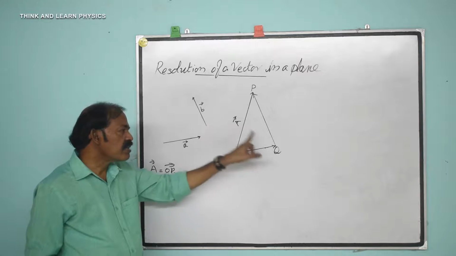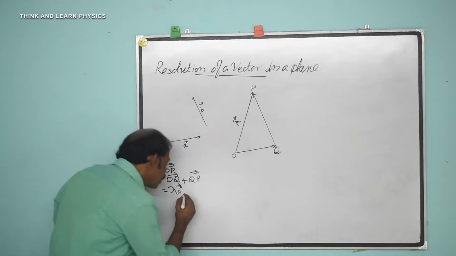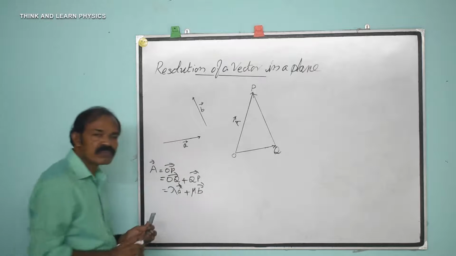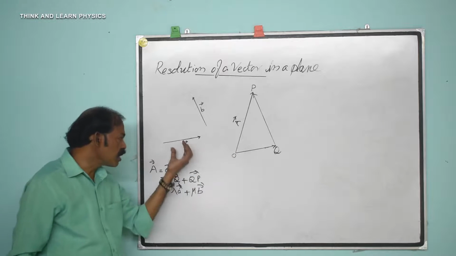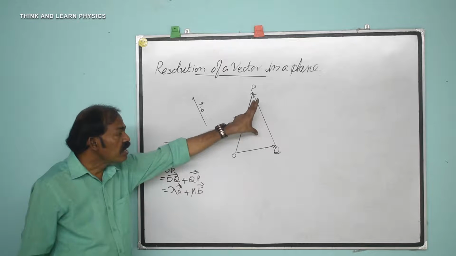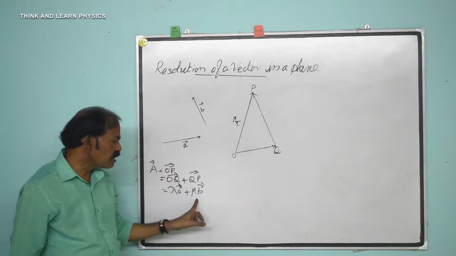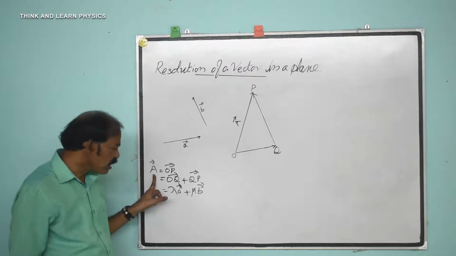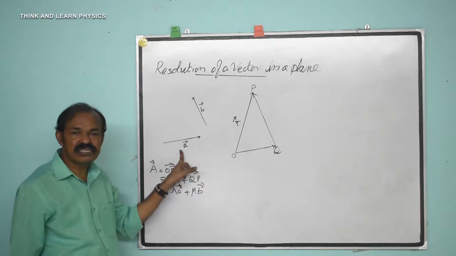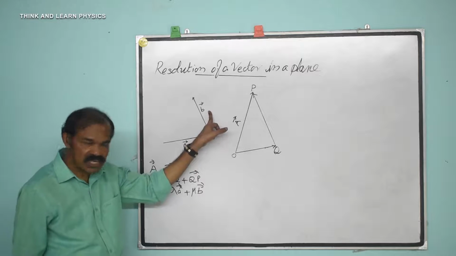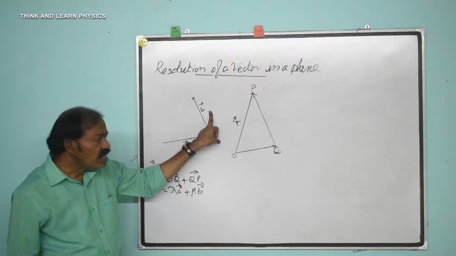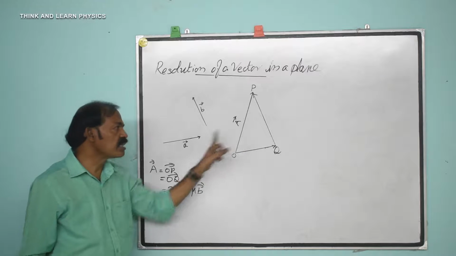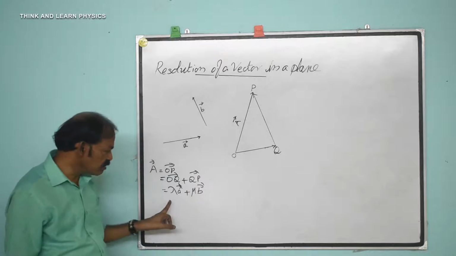Then we can write the QP vector as mu into b vector, where OQ divided by small a is lambda and QP divided by small b is mu. Thus, we express the given vector capital A vector in terms of two other given vectors, small a vector and small b vector. That means we have resolved the A vector into two components, one in the direction of small a vector and the other in the direction of small b vector.